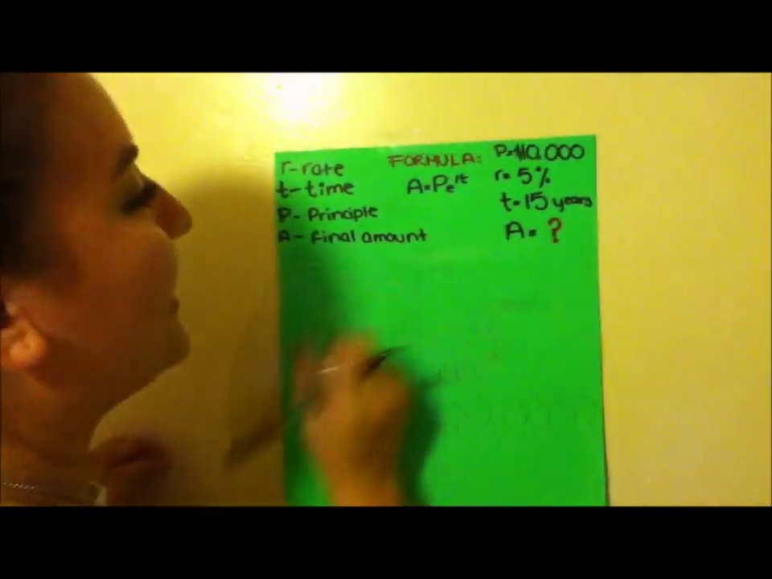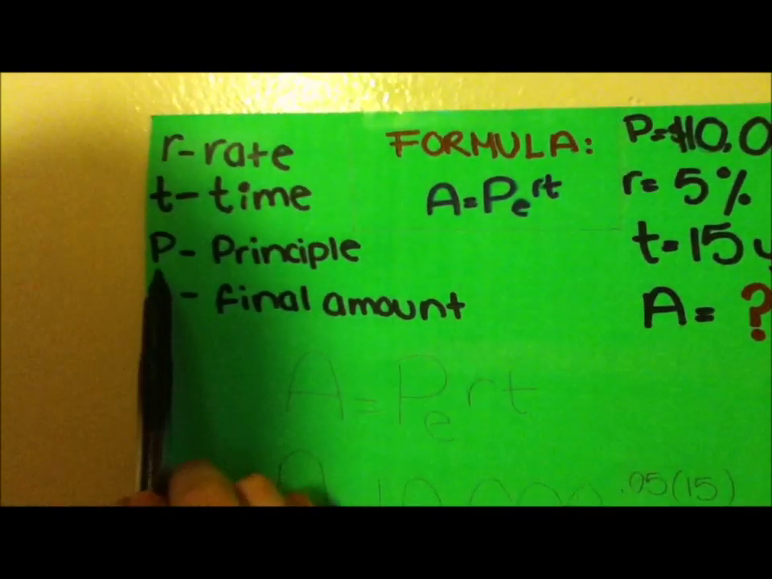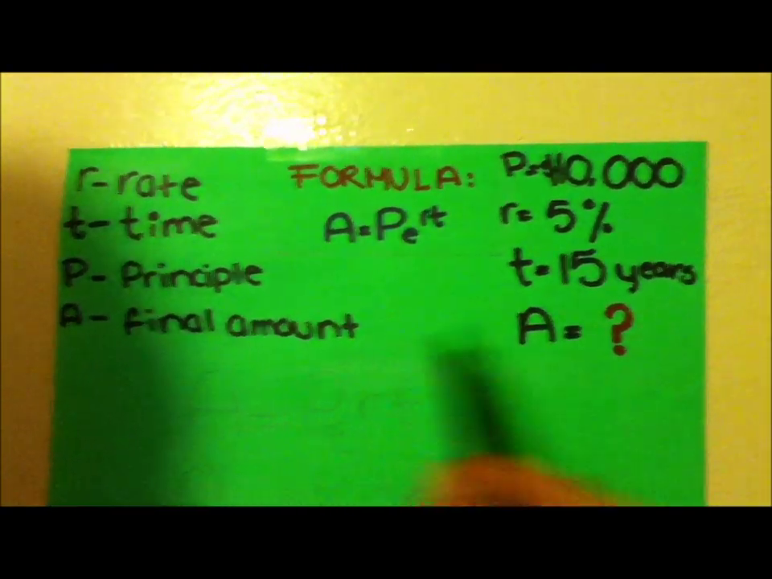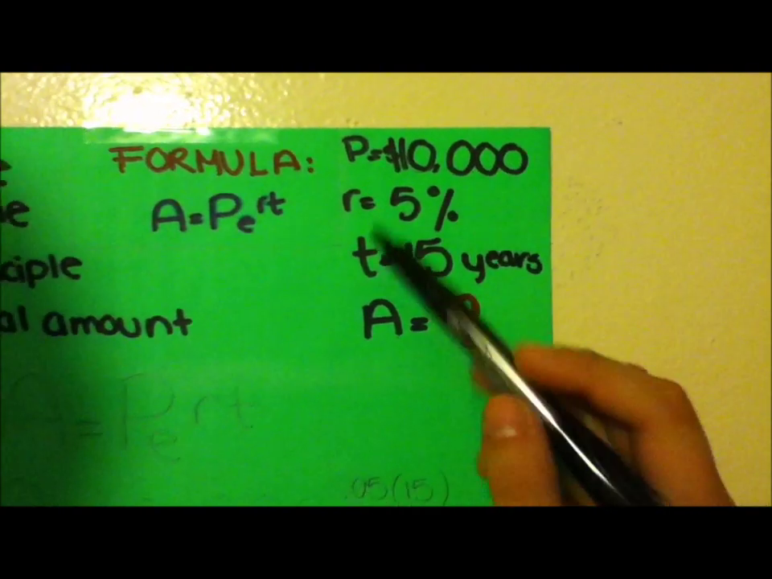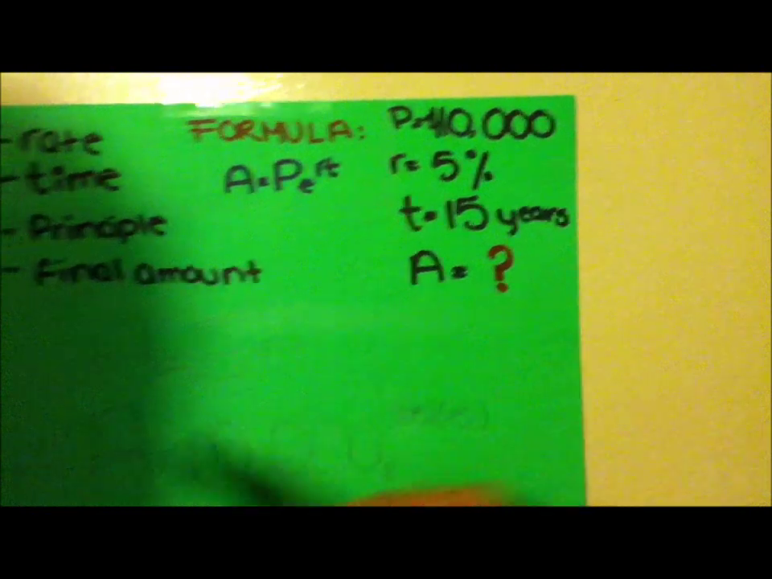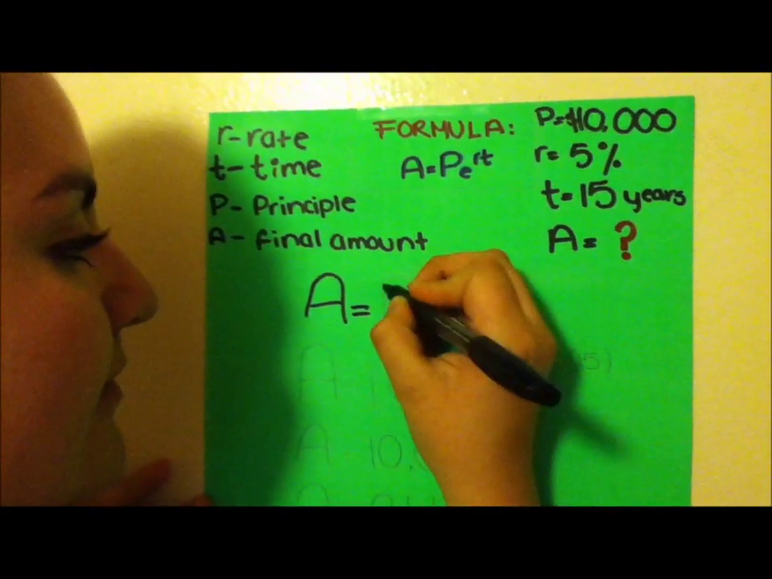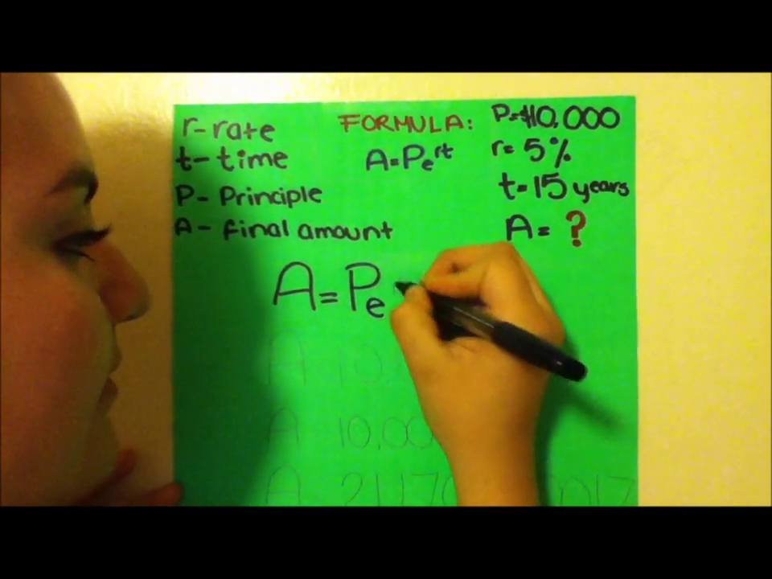So we have the formula A equals Pe to the rt. R equals rate, T is time, P is principal, A is the final amount. Given that P equals $10,000, the rate is 5%, and T is 15 years, we have to find A. Okay, so we use the formula A equals Pe to the rt.